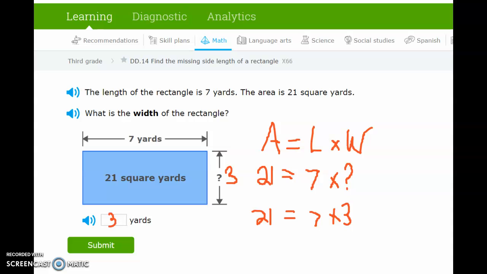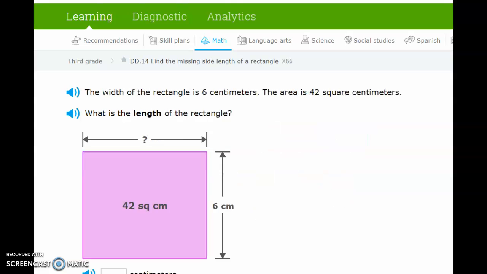Let's look at one more together. All right, this is the same situation. The area is 42. This shape is 6 centimeters high, but how wide is it? So we're going to ask ourselves, 6 times what equals 42? And this is where you have to know your multiplication facts. Or could we add 6 over and over again until we get to 42?